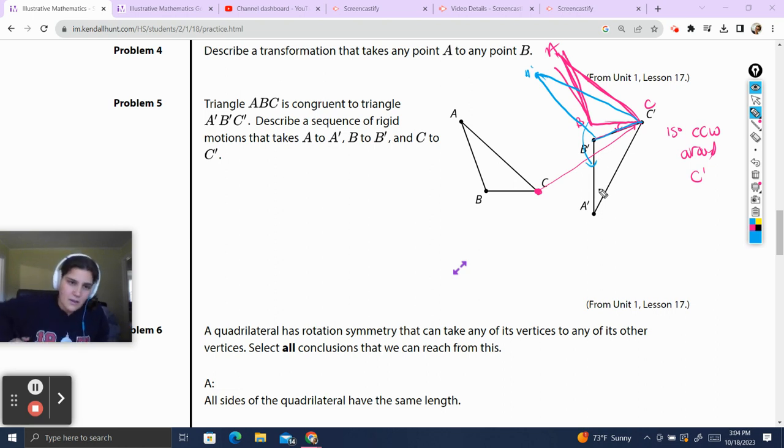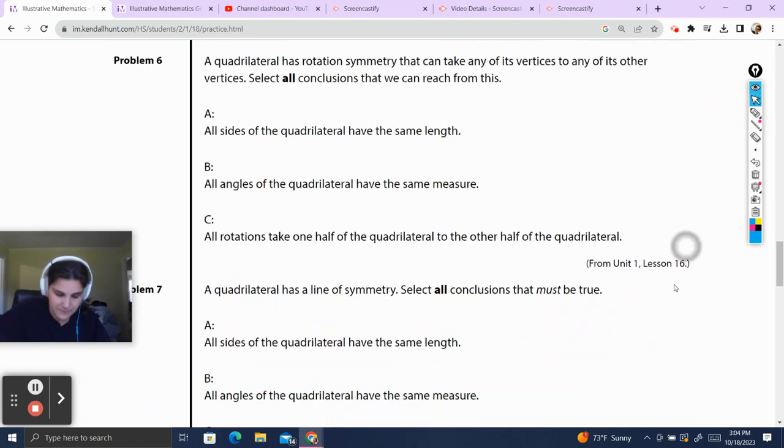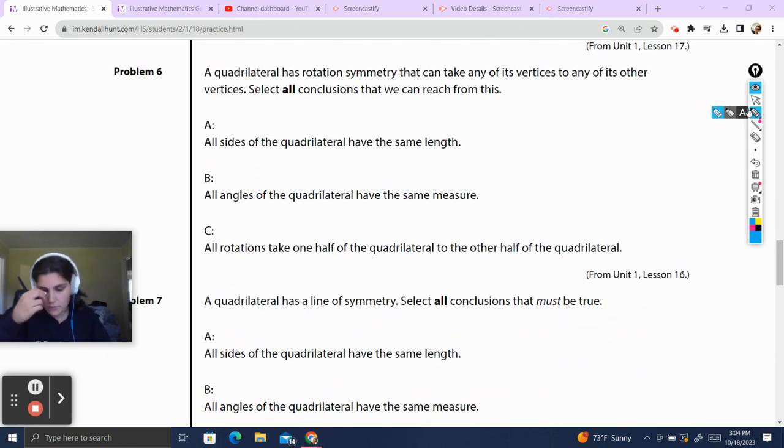So you can always drag corresponding points, do a little rotation, and a reflection if need be. And sometimes you don't need to even reflect. You can just do the rotation. And we're finished. Take a second to pause or rewatch this if you need to write this down. Problem number 6. A quadrilateral has rotation symmetry that can take any of its vertices to any of its other vertices. Select all conclusions that we can reach from this. So we have a quadrilateral.